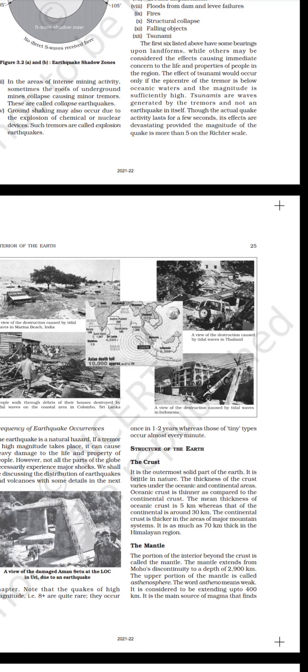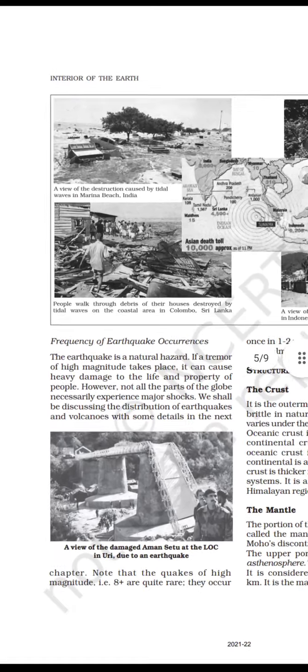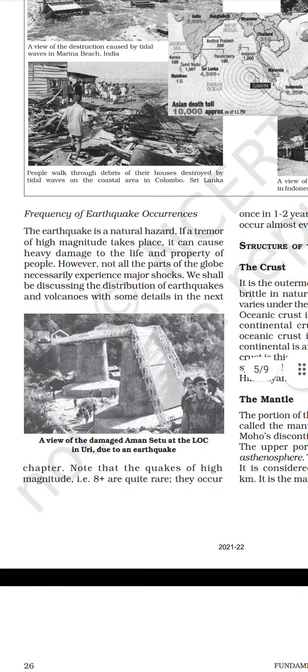Frequency of earthquake occurrences. The earthquake is a natural hazard. If a tremor of high magnitude takes place, it can cause heavy damage to the life and property of people. However, not all the parts of the globe necessarily experience major shocks. We shall be discussing the distribution of earthquakes and volcanoes with some details in the next chapter. Note that the quakes of high magnitude, that is 8 plus, are quite rare. They occur once in 1 to 2 years, whereas those of tiny types occur almost every minute.